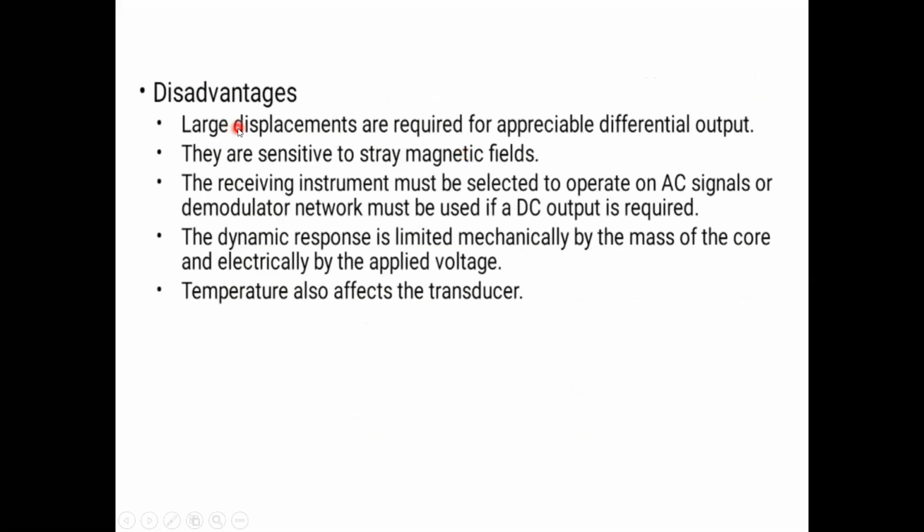What are the disadvantages? Large displacements are required for appreciable differential output. Next, they are sensitive to stray magnetic fields, surrounding magnetic fields, and the receiving instrument must be selected to operate on AC signals. The dynamic response is limited mechanically by the mass of the core and electrically by the applied voltage. Temperature also affects this transducer, LVDT.